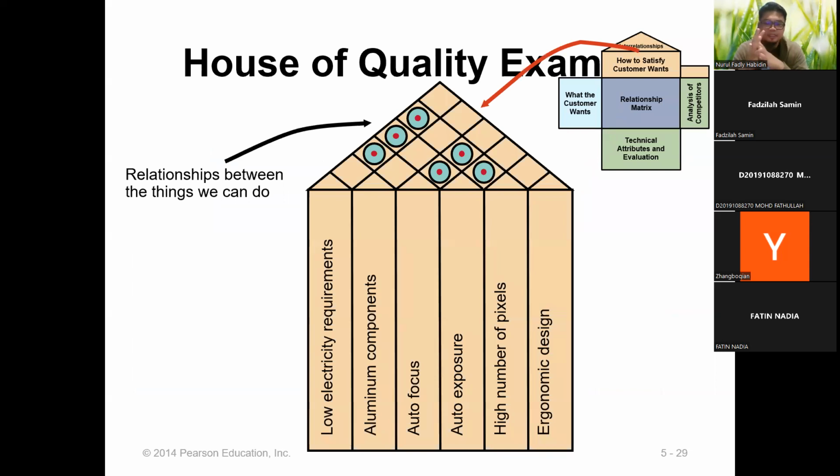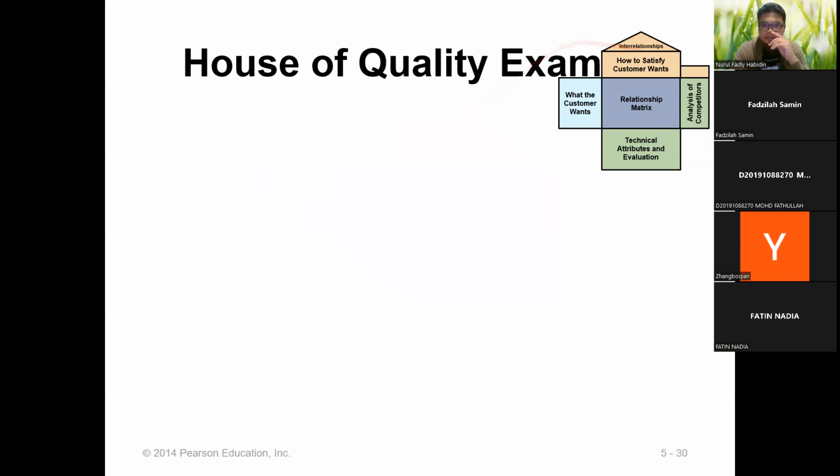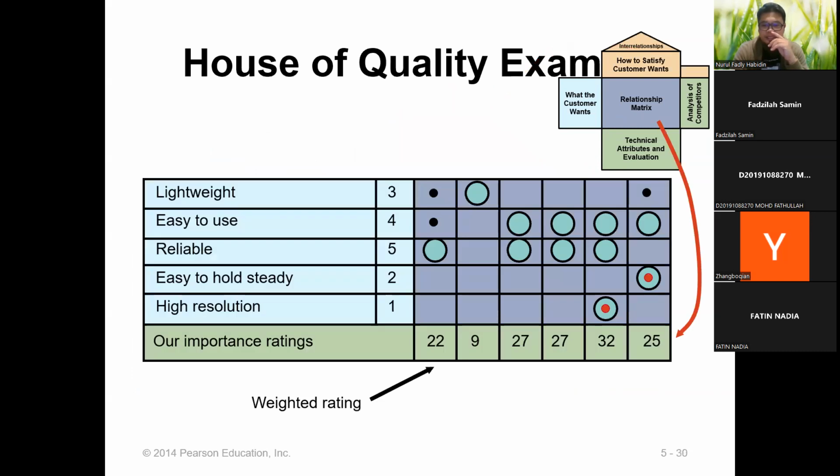How do we rate against how we certify the customer? We have low electrical requirements, and we have the aluminum component. Every low electrical requirement has 3 for aluminum components. Autofocus we have 2, auto exposure we have 1, and we have high number of pixels, ergonomic design. Okay, this is the relationship matrix.